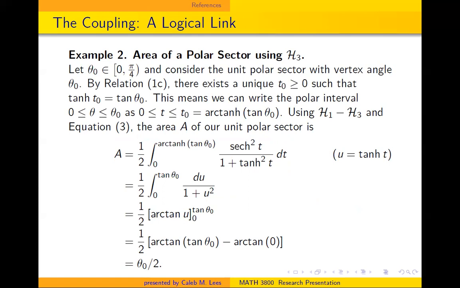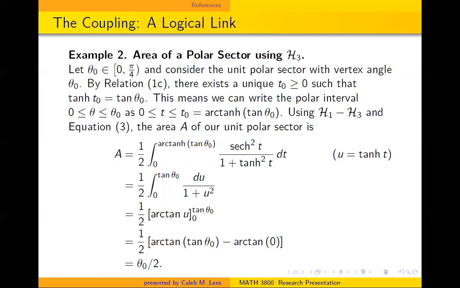We're going to find the area of a polar sector using that hyperbolic integral formula. We're going to let theta naught be an angle between 0 and pi over 4, so that's below the line y equals x, to be in the correct domain. We're going to consider the unit polar sector with vertex angle theta naught. By relation 1c, a couple slides ago, there exists a unique t naught at least 0, such that the hyperbolic tangent of t naught equals the tangent of theta naught.